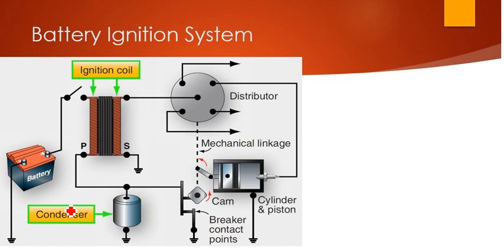So in bike and all, we all know that there will be a spark plug. So here also, for giving enough power to the spark, we need some system. That system is called ignition system. We have two types of ignition systems for our aircraft: one is the battery ignition system, another one is the magneto ignition system.